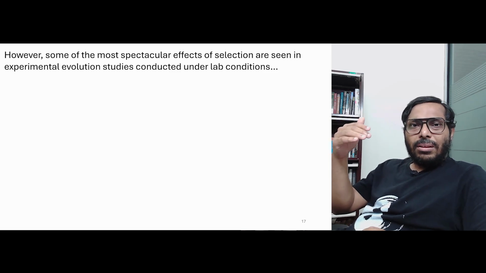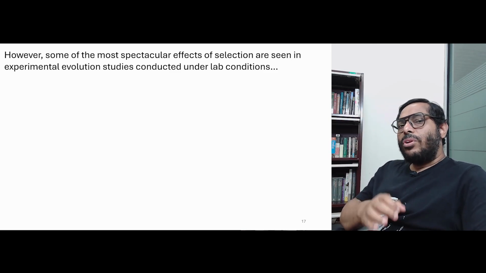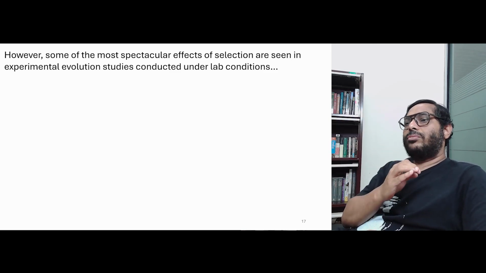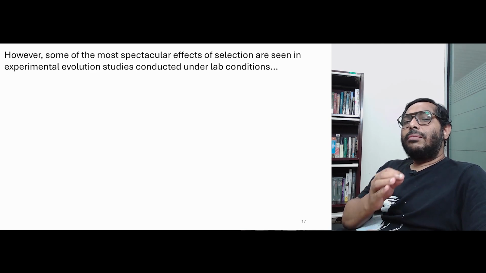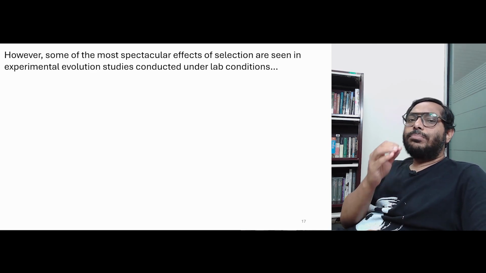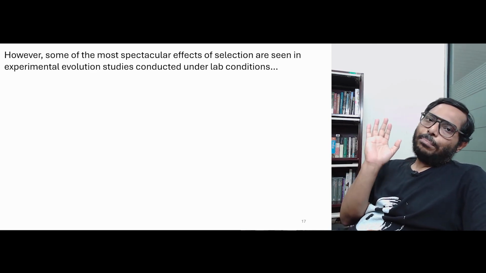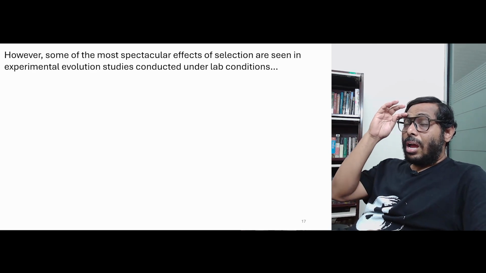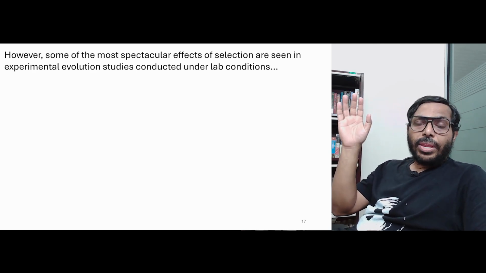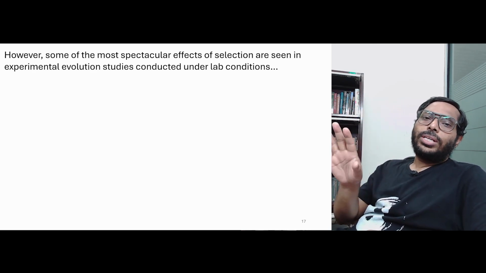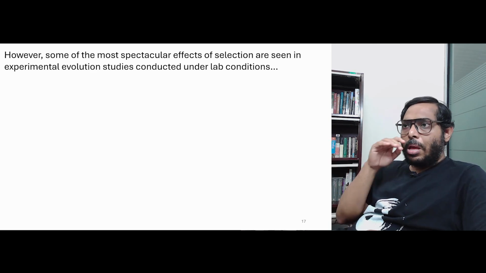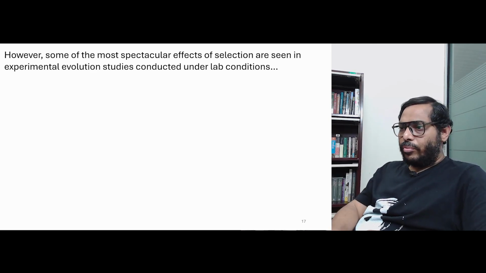Now obviously these are pretty spectacular, but if you really want to see spectacular effects of selection, then the best place to see them is experimental evolution studies under lab conditions. Many of them are superb, but I am going to give you 2 examples. Both are from India, both are in the field of Drosophila.